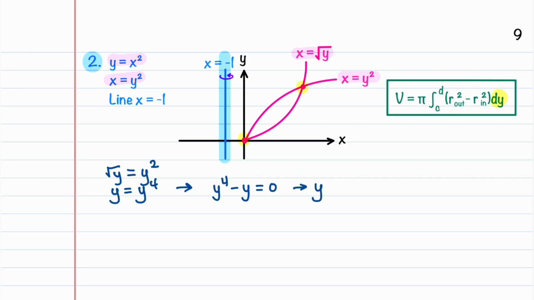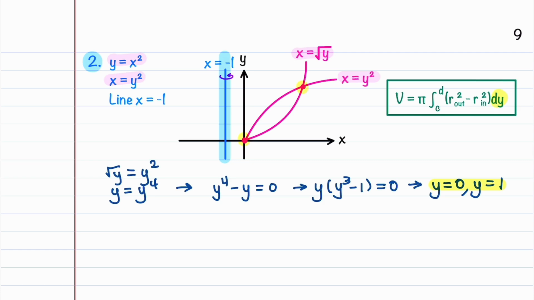We can factor out a y. We get y cubed minus 1 is 0. And this gives us that y is equal to 0 and y is equal to 1. Let's highlight that because we'll need that in a minute. Now comes the hardest part.